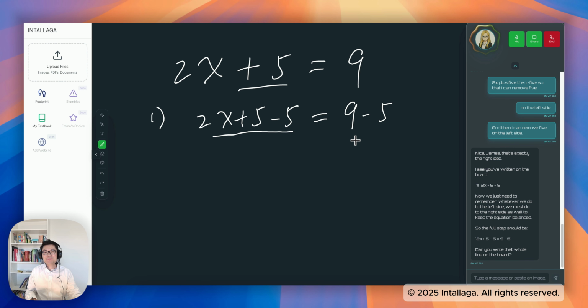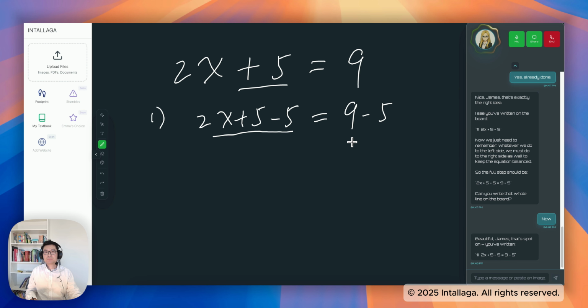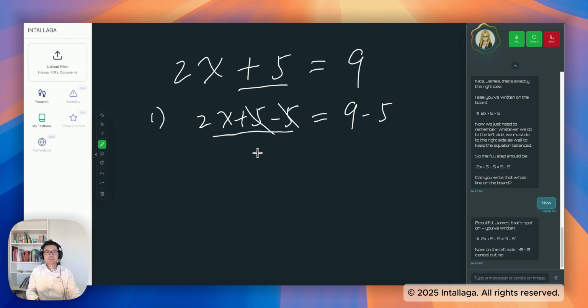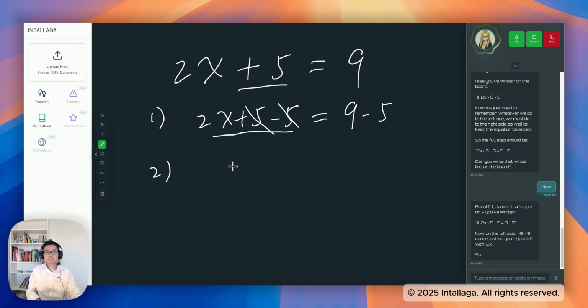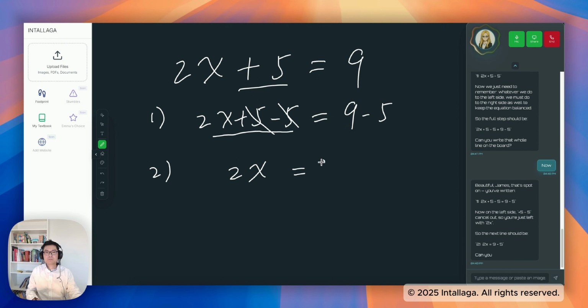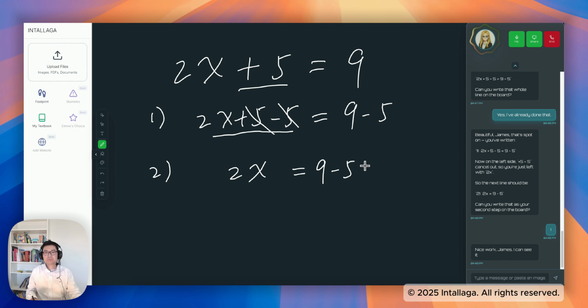Yes, already done. Beautiful, James. That's spot on. Now on the left side, plus 5 minus 5 cancel out, so you're just left with 2x. So the next line should be 2x equals 9 minus 5. Can you write that as your second step on the board? Yes, I've already done that. Nice work, James. I can see it clearly.